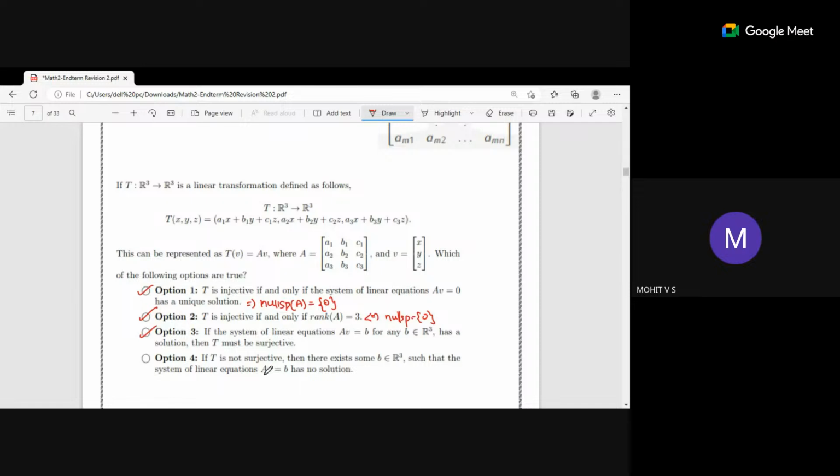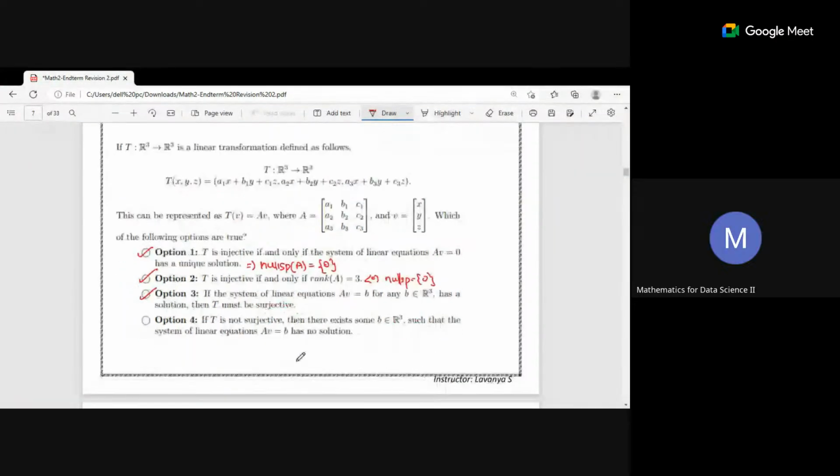Ma'am, what is the pre-image again? What is a pre-image? Suppose you have T of V is equal to W. W is an image of V, and V is a pre-image of W. Both are under T.